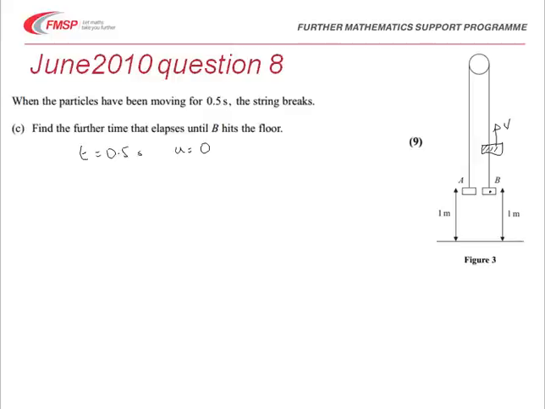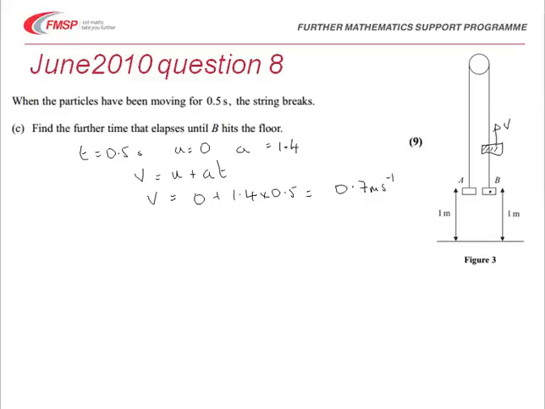The acceleration we'd calculated in the first part of the question was 1.4, and therefore using v equals u plus at, the velocity v that I've indicated on the diagram would be 0 plus 1.4 times 0.5, which is 0.7 meters per second. So we know now that it's moving upwards with a speed of 0.7 meters per second.